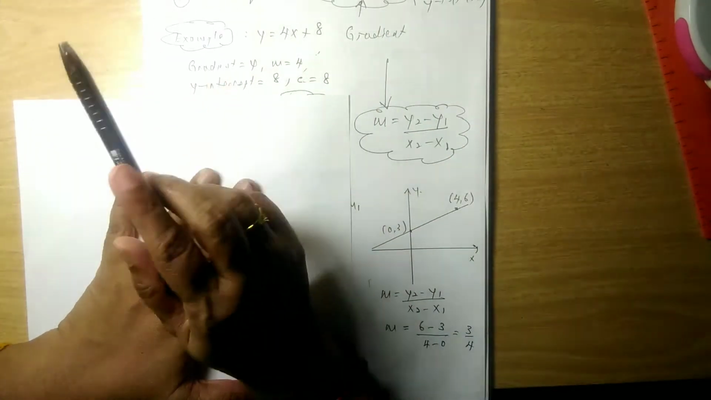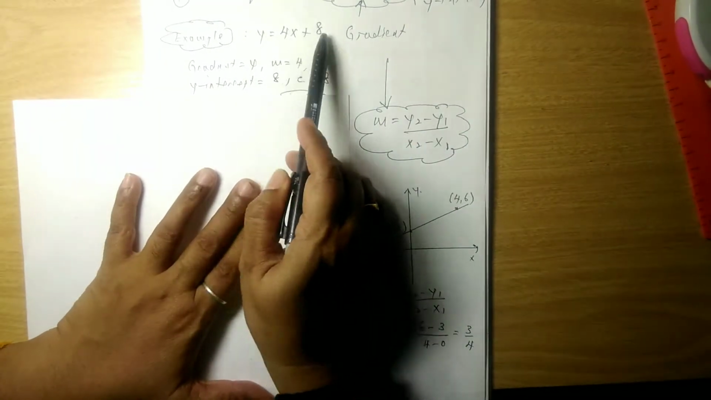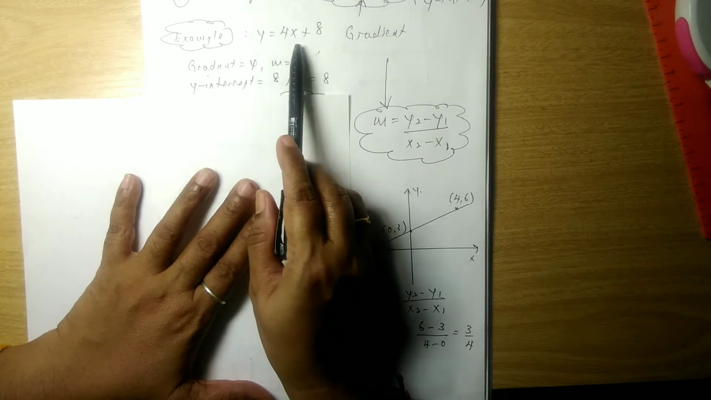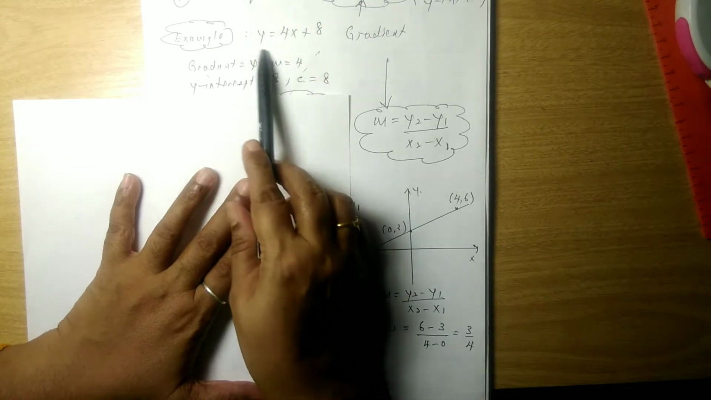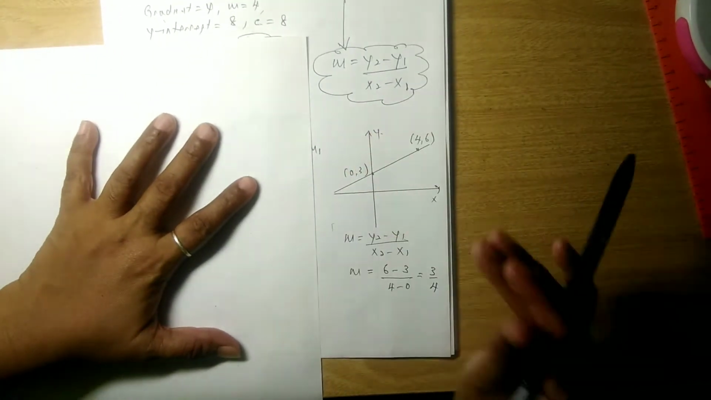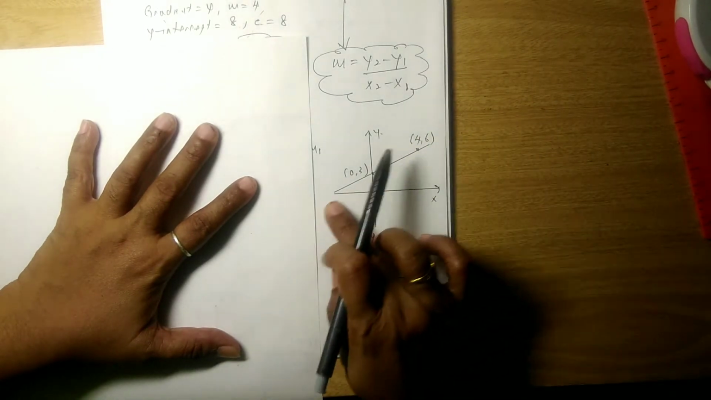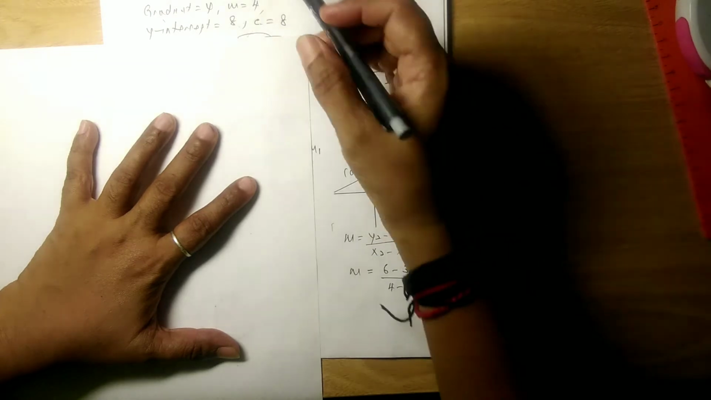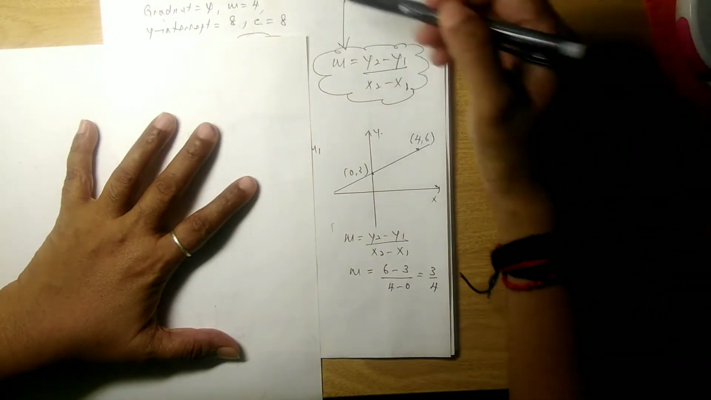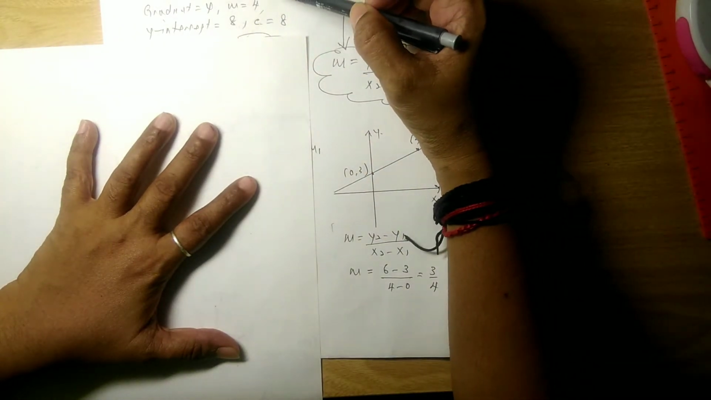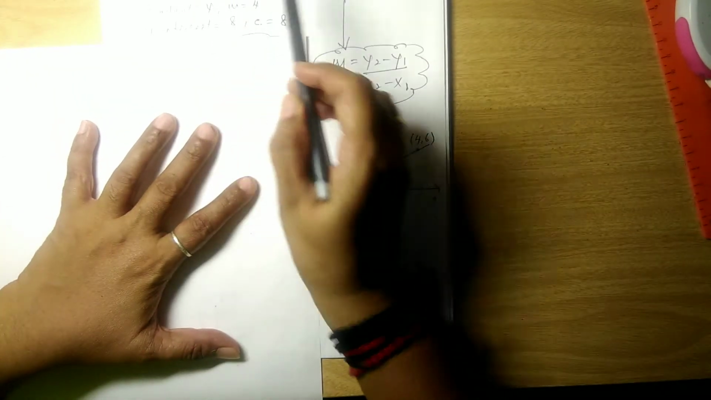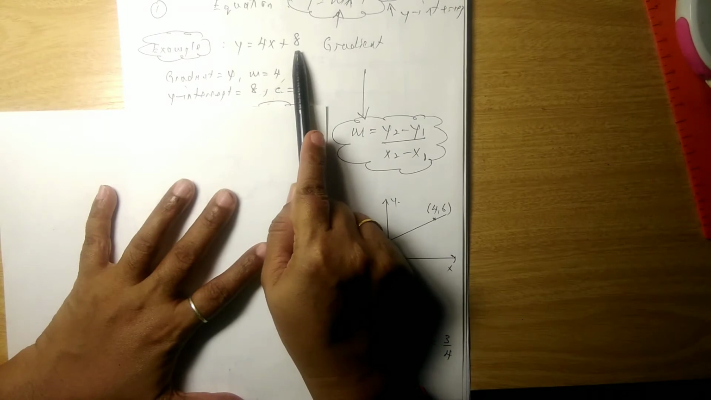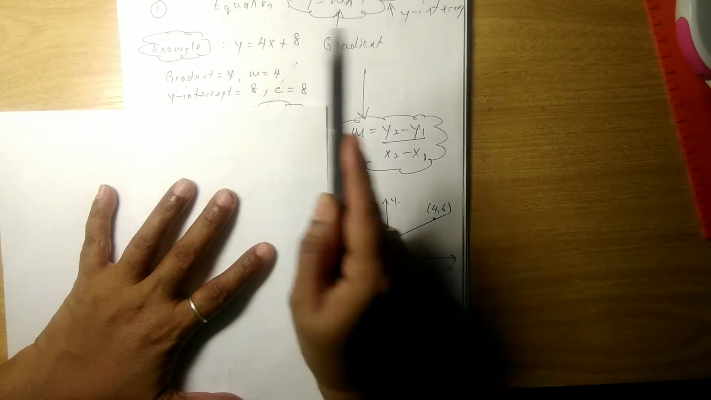Now, when you are given an equation, this is the first type of equation that they can give you: y = 4x + 8. When you sketch this, your line will look something like this. This line is a slope. The equation will look like this, in this form. It will have the m and it also has the c. So this is the first type.